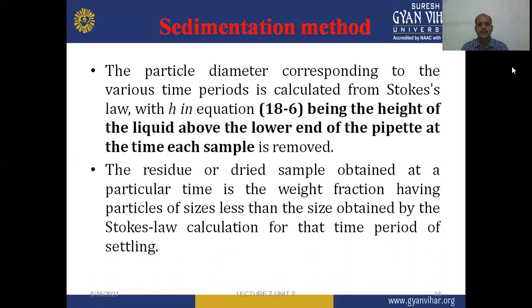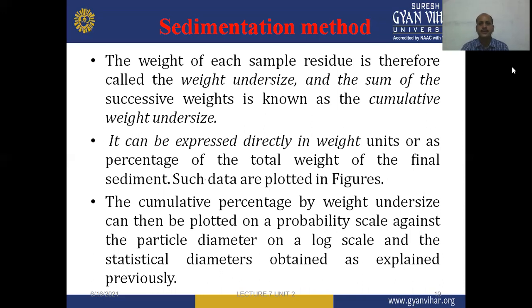So after transferring the sample into the petri dish, and when it is completely evaporated, then we have to weigh the sample and determine the weight of residual or dried material. And this dried sample obtained at a particular time is the weight fraction having particles of size less than the size obtained by the Stokes law calculation for the time period of settling. And this is known as particle under size. So the weight of each sample residue is therefore called the weight under size, and the sum of the successive weights is known as cumulative weight under size.